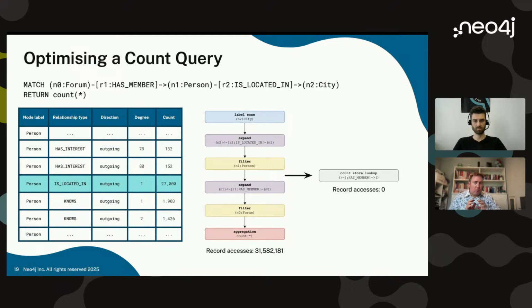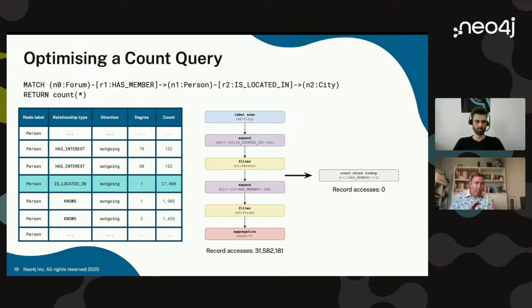Now, the way that we execute Cypher queries at the moment is shown in the middle. To execute this, what we'd probably have to do is create a label scan. So we'd start at city because there are fewer cities than forums, perhaps. And then we'd have to traverse along the chain. So go from city, expand to person, and then expand again to forum.